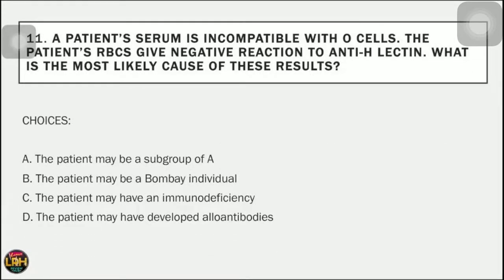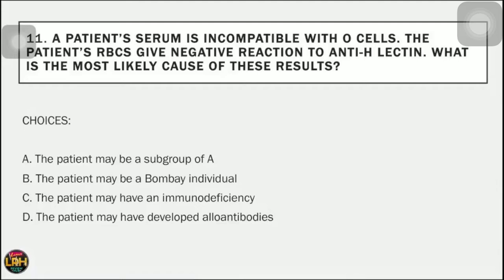For number 11, a patient's serum is incompatible with O cells. The patient's red blood cells give a negative reaction to anti-H lectin. What is the most likely cause of these results? Letter A, the patient may be a subgroup of A. B, the patient may be a Bombay individual. C, the patient may have an immunodeficiency. Or letter D, the patient may have developed alloantibodies.